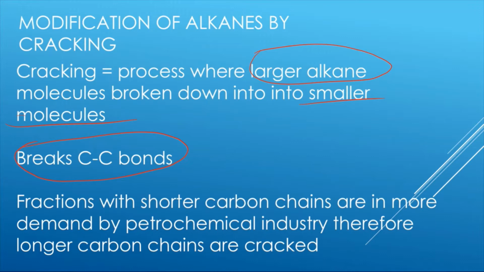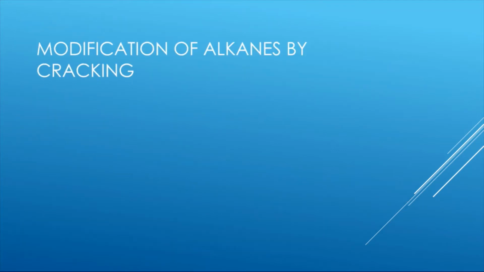Okay, so the fractions with shorter carbon to carbon chains are in more demand. The longer carbon chains are not that practical, they can't be used in many things. That's why fractions with shorter carbon chains are in more demand by the petrochemical industry. Therefore, the longer carbon chains are cracked. So it's the economical benefit to industries to crack the longer and larger alkane molecules into smaller molecules, which can be more readily used in many different things, as we have mentioned before.